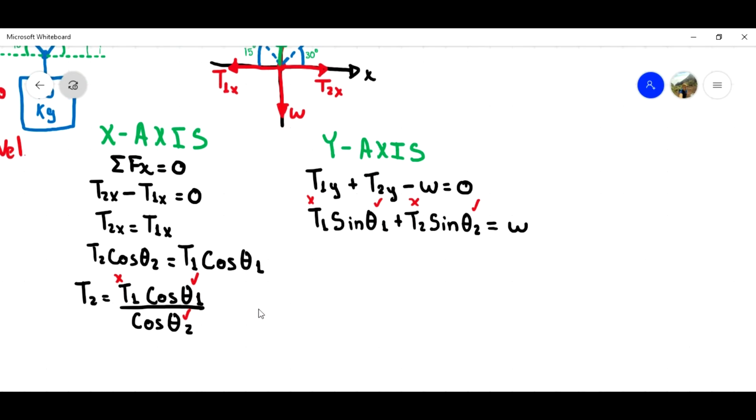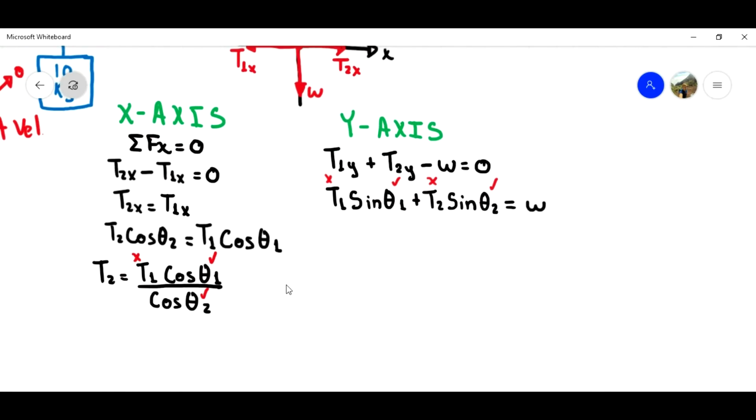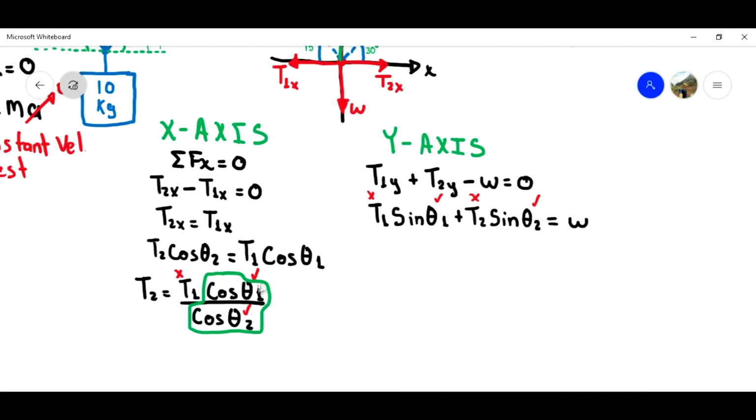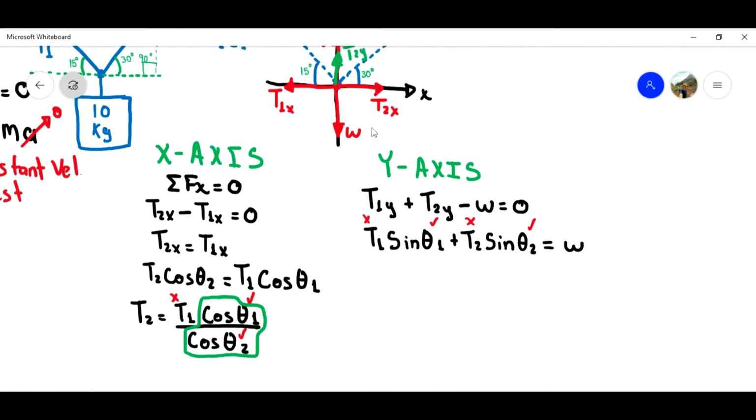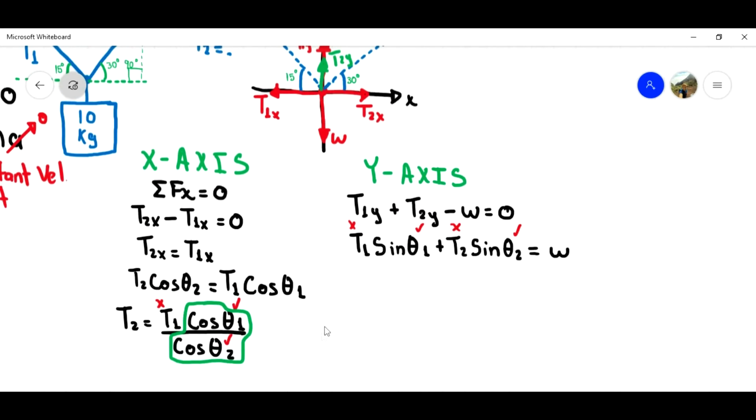So what can I do? This is what I can do, okay? I'm going to circle this fraction, the cosines. I have the angles, so this is a fraction. Finally, a fraction is going to be a number, and that number is going to multiply tension 1. So I can get the number. I just need to solve this fraction. I can do it because I already know the value of those angles.